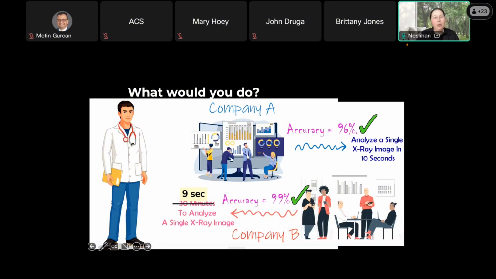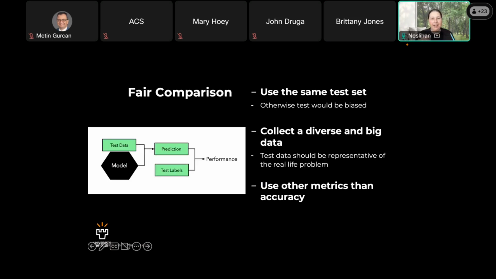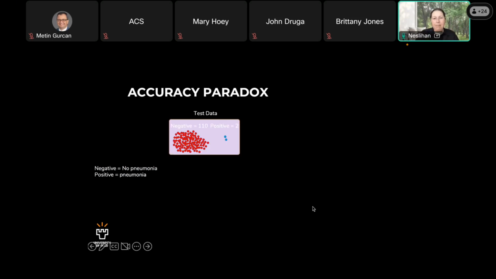Yeah, so what should we do? Actually, we shouldn't decide yet, because first we should use the same test set to evaluate and compare different models. We don't know which test set company A and company B used. So we need to collect a big and diverse data set, and we should use the same test set for different models. This is the first thing. The second one is that we shouldn't trust the accuracy metric at all. But why? I will explain shortly.